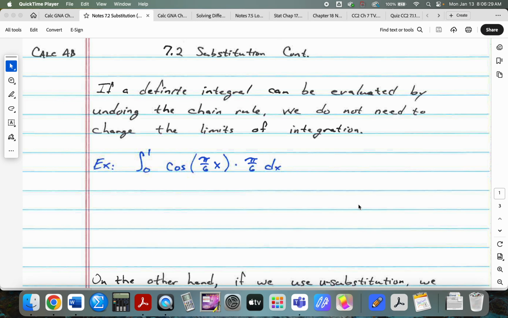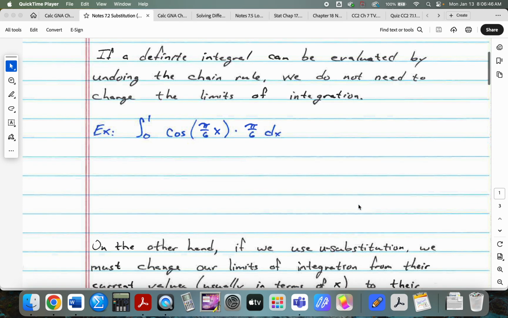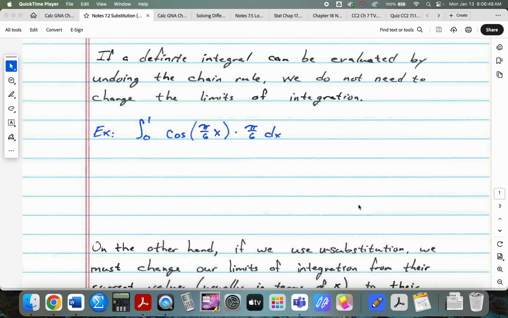They'll give you something and say, after using U substitution, what do you get? And that's how they check to see if you know how to do U substitution, even if most of the time you undo the chain rule. Okay, so let me show you how this works out in a definite integral.